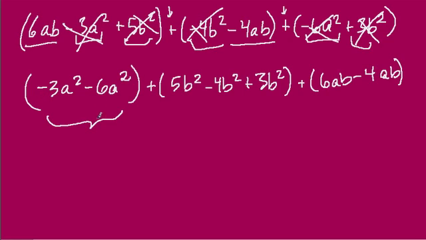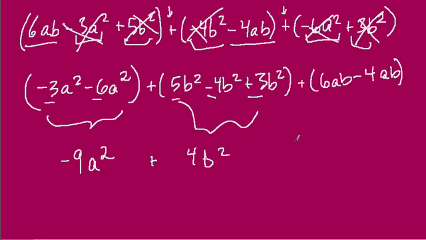Negative 3 minus 6, because you can just think of the coefficients here, is negative 9, and then this is in terms of a squared. Okay. Here we have a 5 minus 4, which is 1, plus 3, which is 4. So that's 4b squared. And here we have 6 minus 4, which is 2, and this is in terms of ab. And there it is. Here we've added up the polynomials in this expression and simplified it to this here.